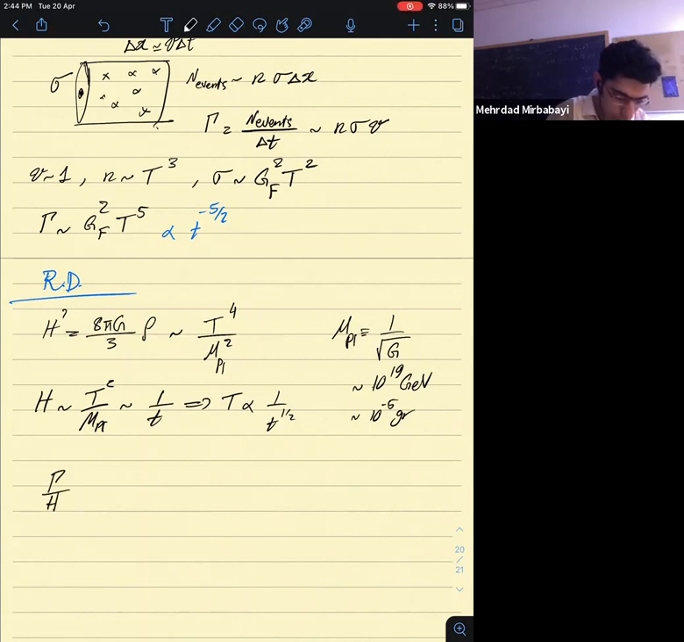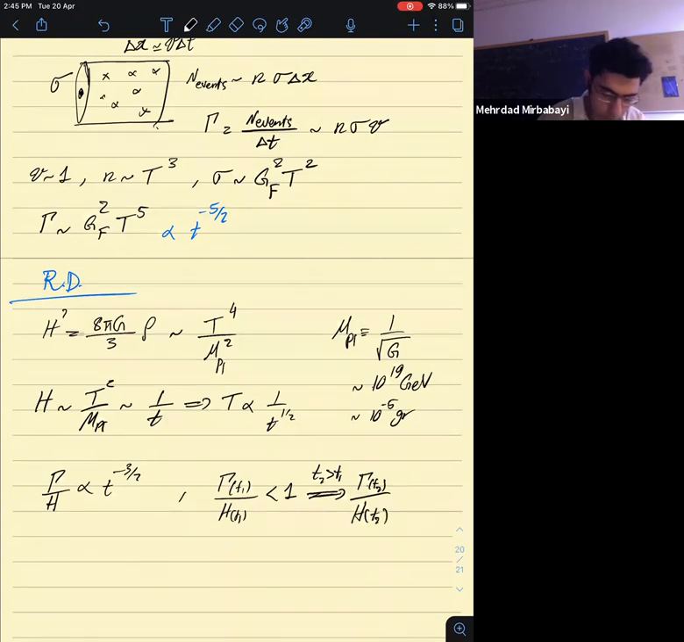And if we use our estimates, we see that at some time t, that quantity goes as t^(-3/2), because Γ goes as t^(-5/2) and H is 1/t. So this ratio goes as t^(-3/2). Now, if at some time t1 this ratio is less than 1, then at some t2 after t1, the ratio would be even smaller, right? Because the ratio is dropping with time. So Γ(t2)/H(t2) will be less than Γ(t1)/H(t1), and it will be even less than 1.